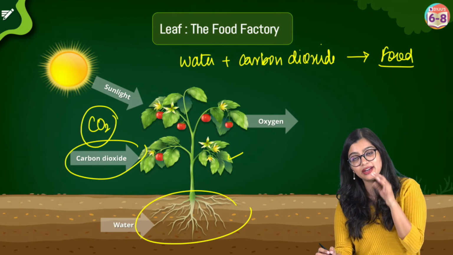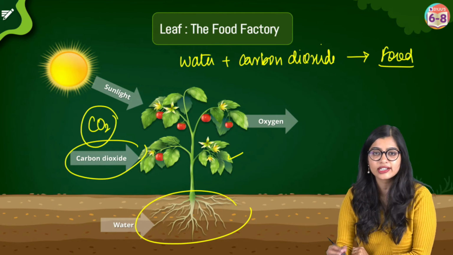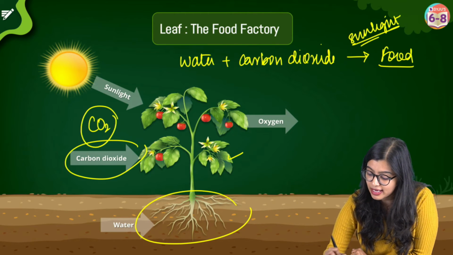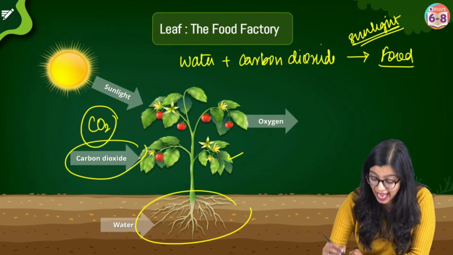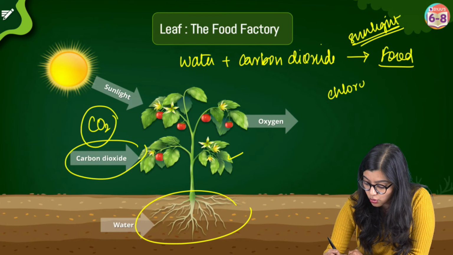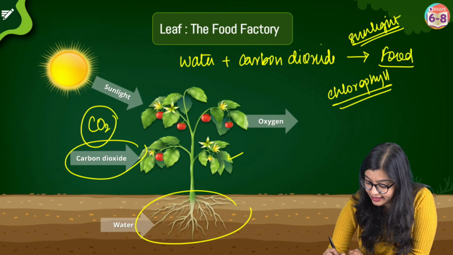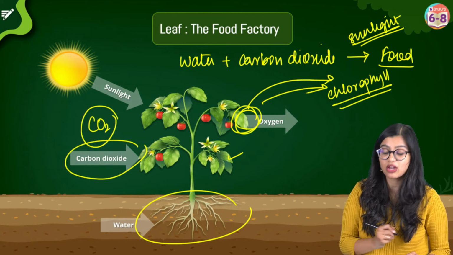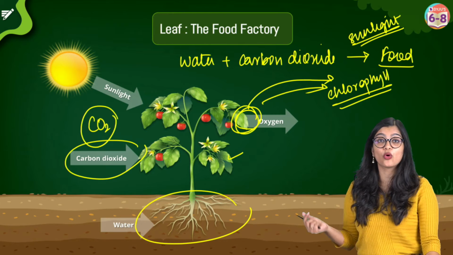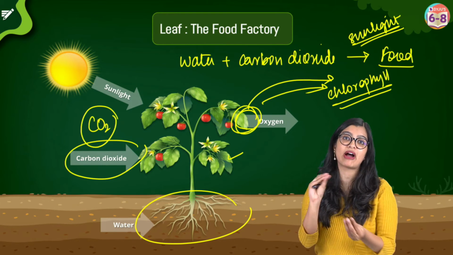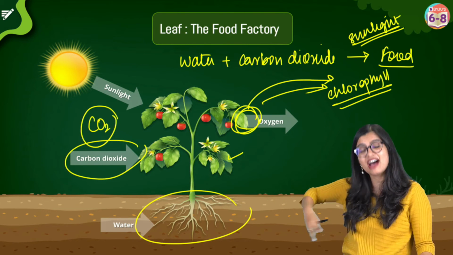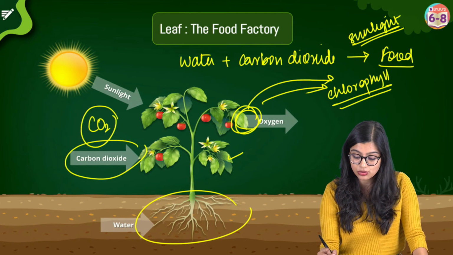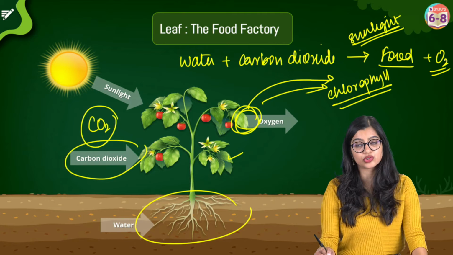Now, will it just randomly combine? Absolutely not. It requires some conditions. So here we see that sunlight is very, very important for this process. And it also requires chlorophyll. Leaves are green in color because of the presence of something called chlorophyll, right? Chlorophyll is a green pigment which we find in the leaves, and this is what imparts that green color. And they will combine in the presence of these two to give food and give out oxygen.